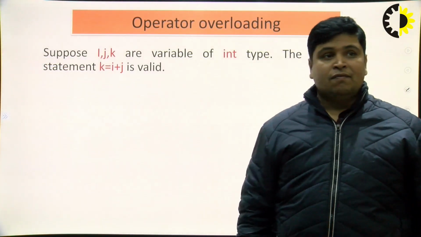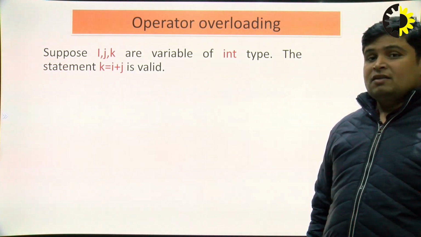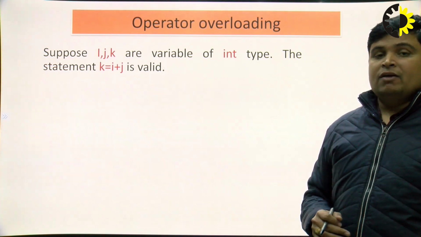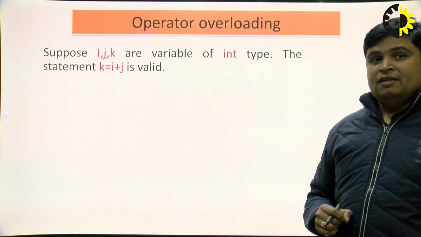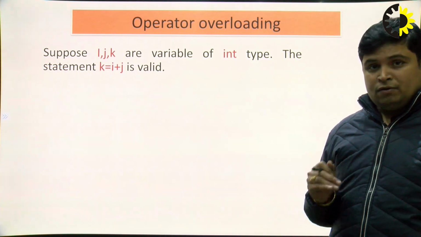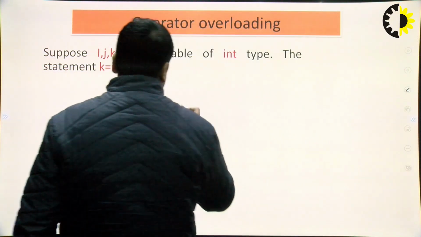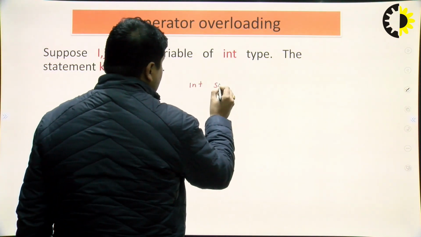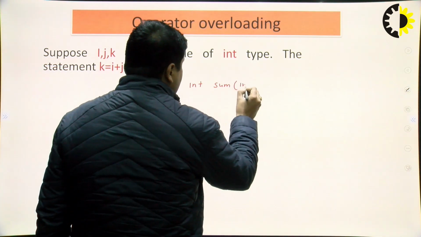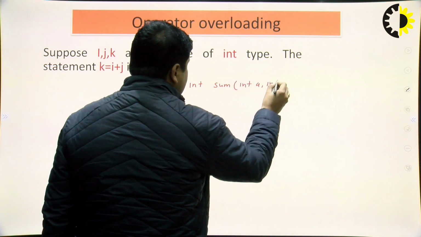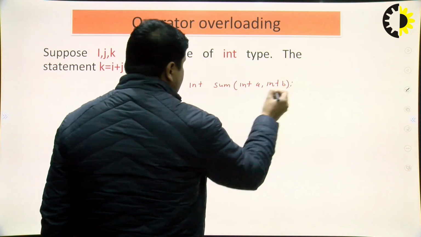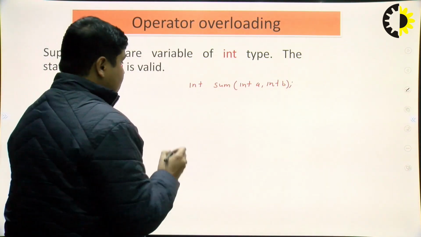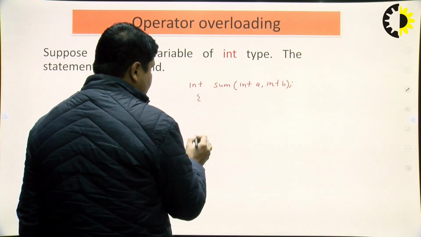Overloading means if the functions have the same name but the type of arguments and number of arguments are different, then we can say these functions are overloaded functions. Take very special care on this. Suppose we have one function with return type integer, the name of the function is sum, and it takes two arguments, the first of integer type and the second of integer type. This is the body of this function.